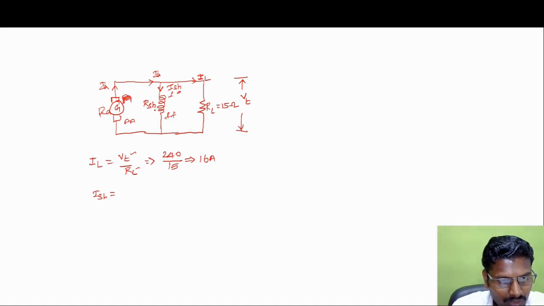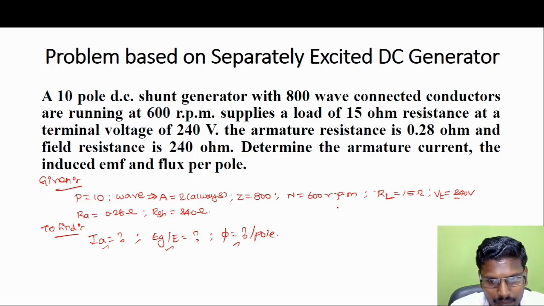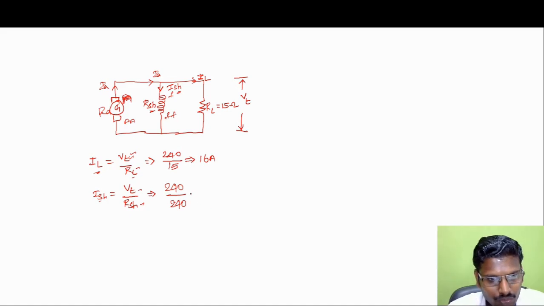Next, ISH, the shunt current, is equal to VT divided by RSH, the terminal voltage divided by RSH. We found IL with the help of VT and RL, and we are finding ISH with the help of VT and RSH. These two values are known to us. So VT is equal to 240 volt divided by RSH, which is 240 ohm, so 240 by 240 is equal to 1 amp. So the shunt current ISH is 1 amp.